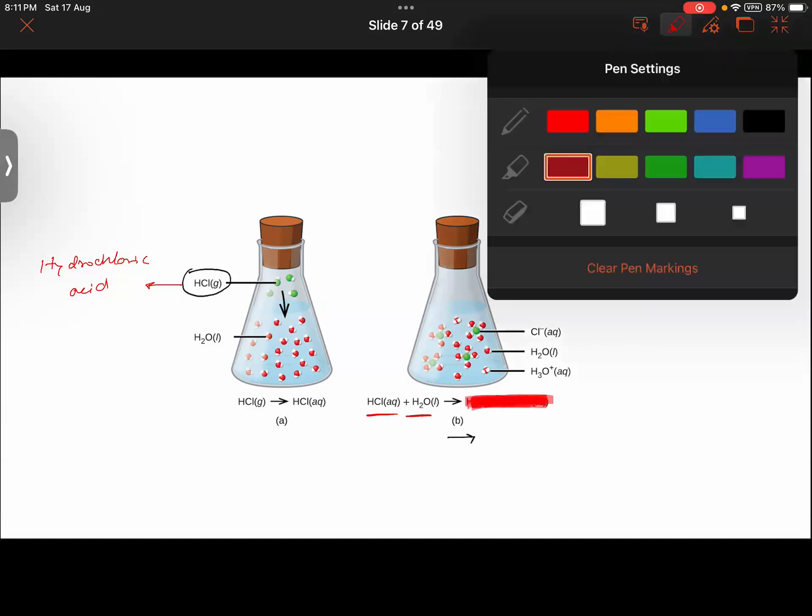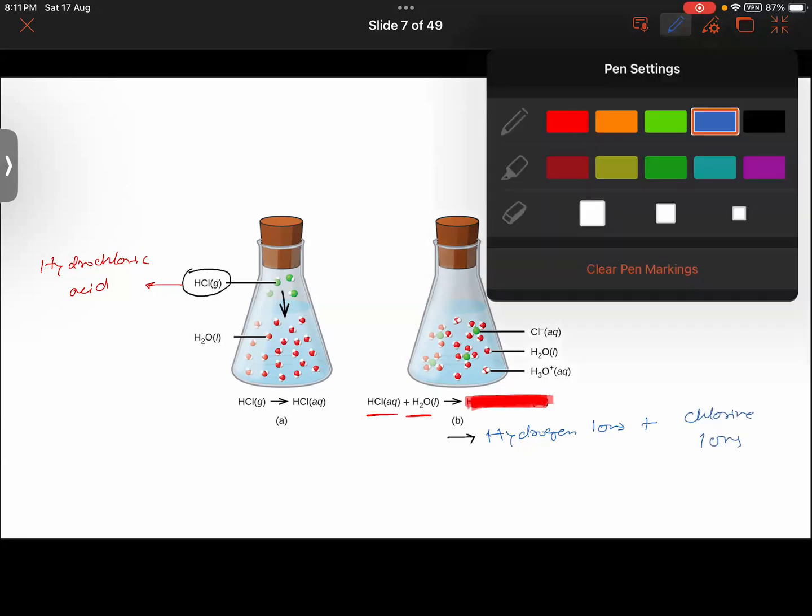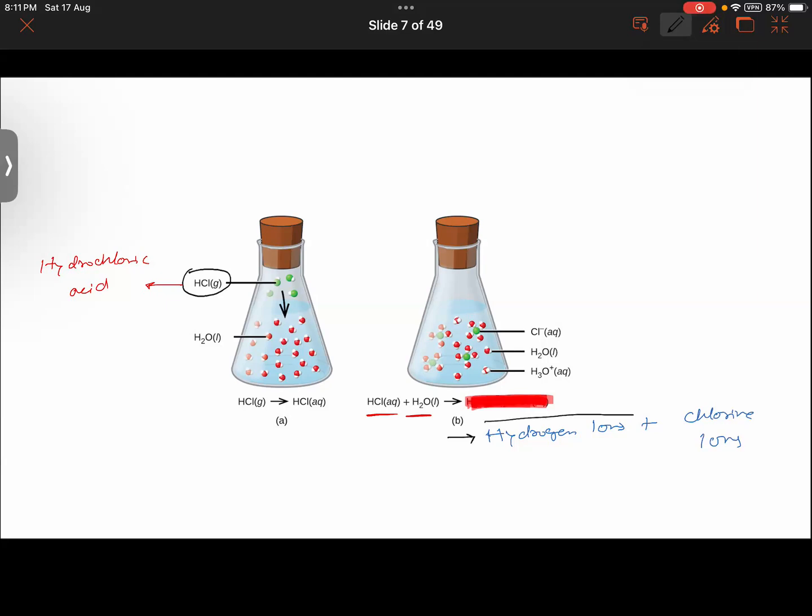So what happens over here is that it will break into hydrogen ions plus chlorine ions. So when water is added into this, it breaks down into the ions, namely hydrogen ions and chloride ions. Namely, that will be H plus and Cl minus.